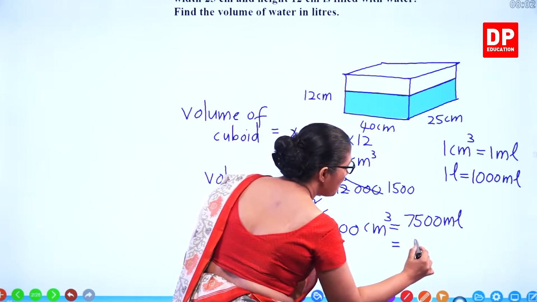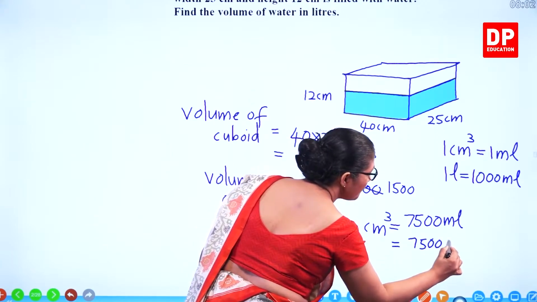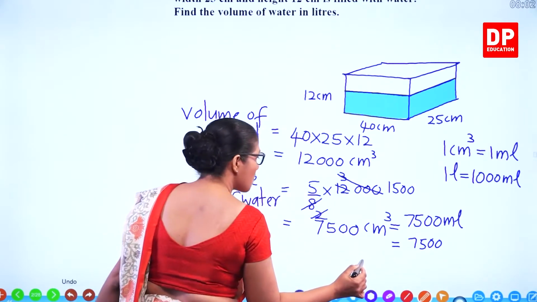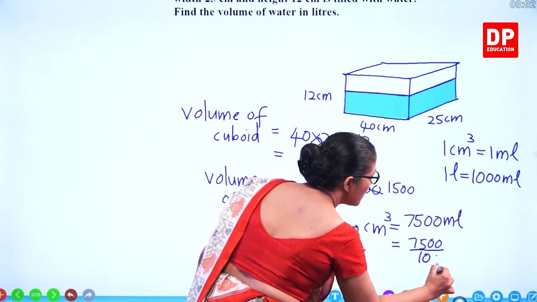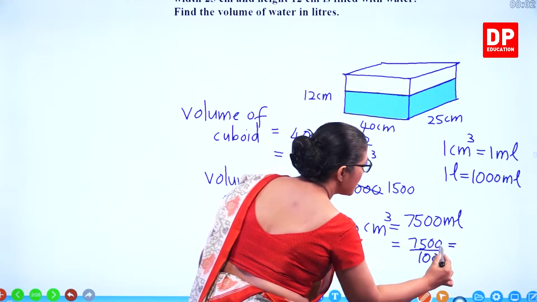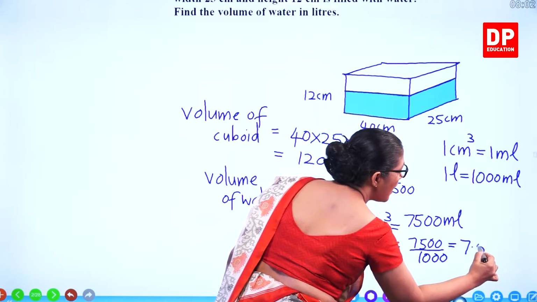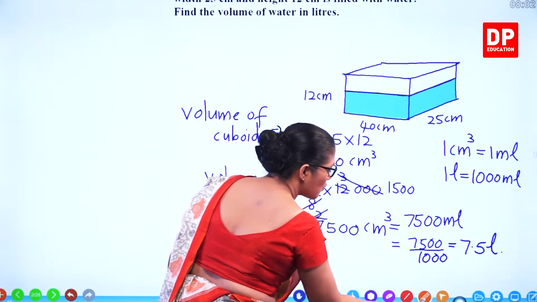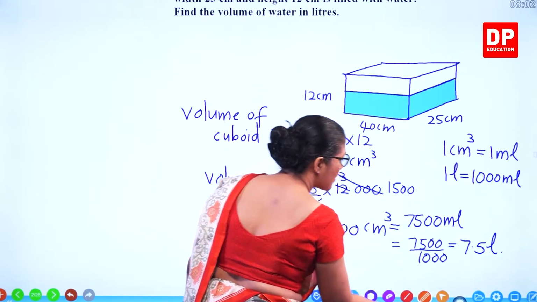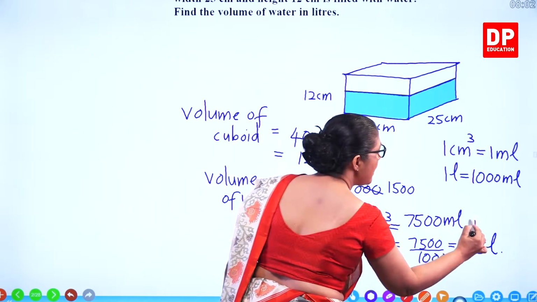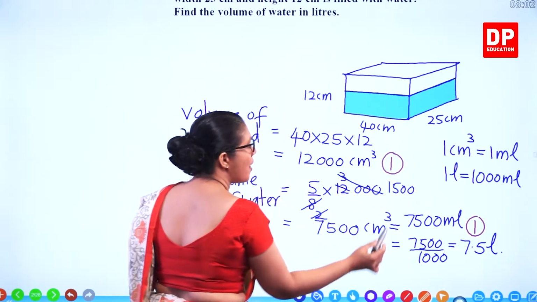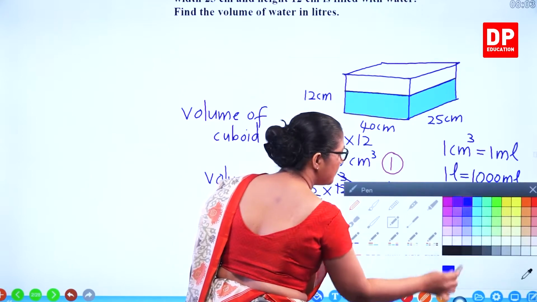So when you divide by 1000, you get 7.5 liters is the answer. So you get 2 marks for that. 1 mark for the final answer and 1 mark for the method.